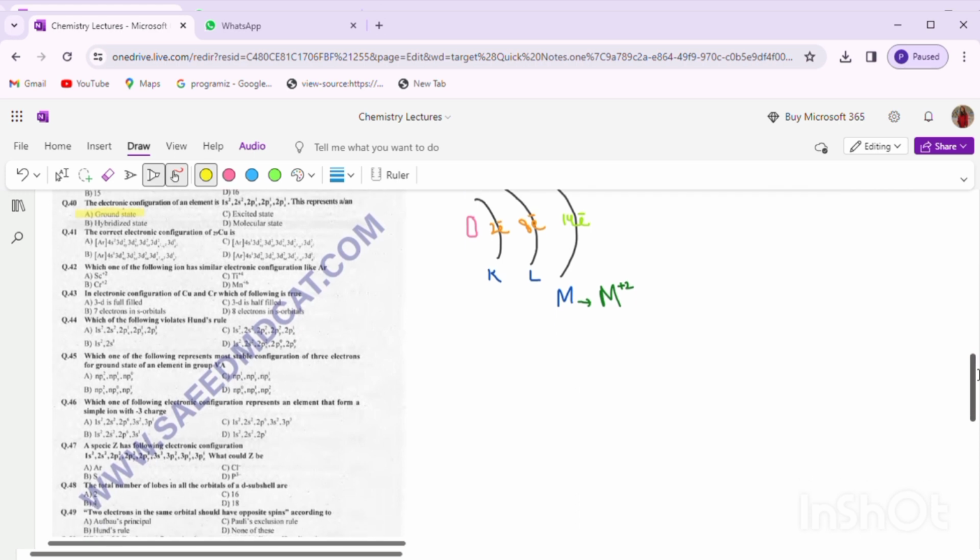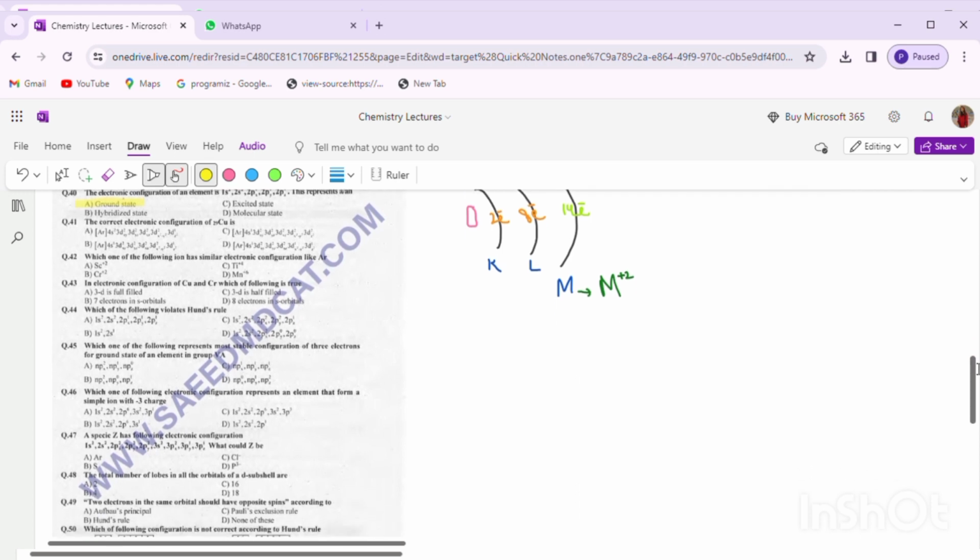Okay, let's read 41st MCQ, the correct electronic configuration of copper. We have already read there is one exception in copper, since there are 4s2 then 3d4. However, there would be 4s1, one electron would be shifted, and there would be 3d5 then, right? So this is 41st MCQ, and we need to identify the correct electronic configuration. So let's see. Here we have 4s1, then 3d5. Okay, so this is the correct option, right?